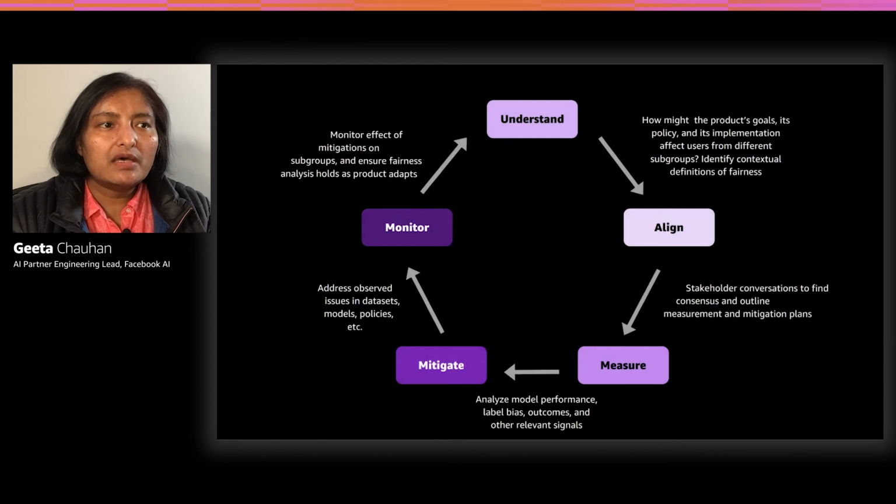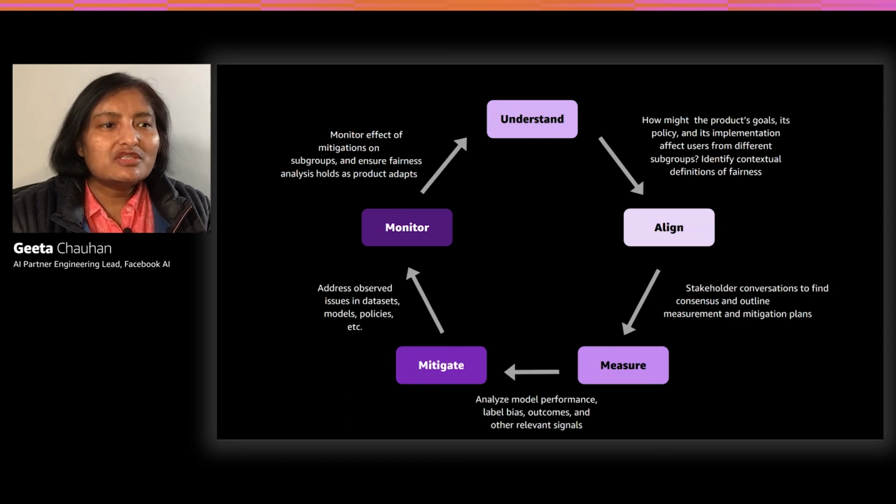So this is what the loop looks like. You will start off by understanding the requirements of the product or the application where the AI model will be rolled out, get an alignment across all the stakeholders, and define what the metrics will be that are used for monitoring. Define the measurement criteria and the mitigation criteria, and then do the continuous monitoring and refine the model as you run your service.